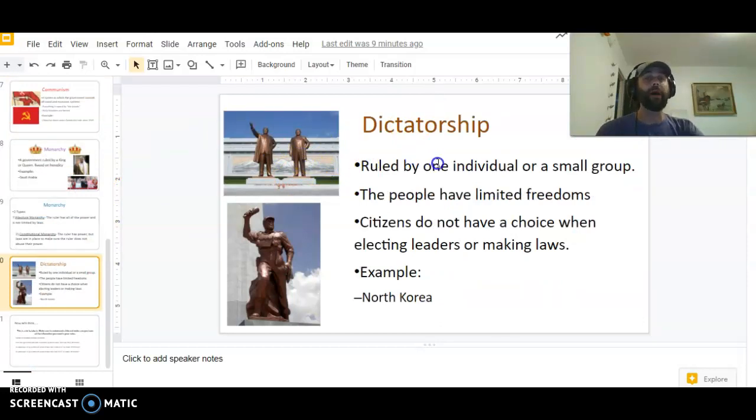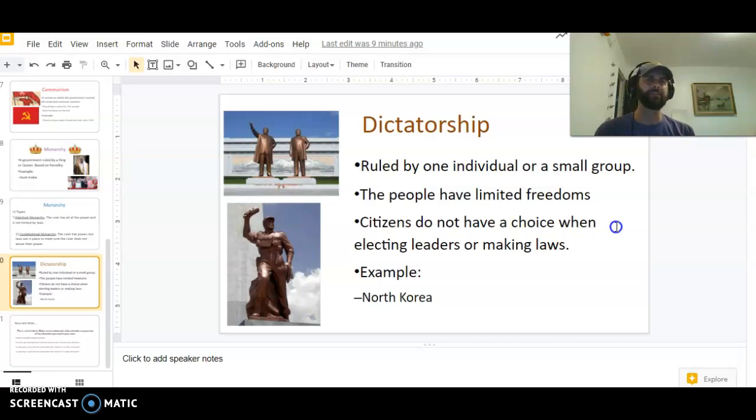Okay. The last one we're going to look at is dictatorship. This is ruled by one individual or a small group. The people have limited freedoms. Citizens do not have a choice when it comes to electing leaders or making laws. An example is going to be North Korea. They've had the same family in power without change for 4 generations. We can go way into detail with North Korea. There are other examples of dictatorships like Cuba. There were some in Africa, and we can talk about those specifically when we meet back in class.